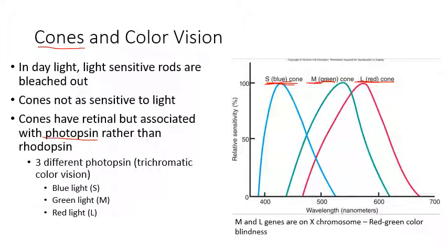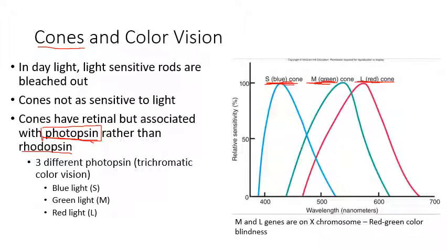Okay, but the signaling is very similar. It's just the pigment, instead of rhodopsin, which we saw on the rods, it's going to be photopsin. And each cone is going to have a different photopsin picking up the different wavelengths. Okay, depending on which cone it is, depends on which photopsin is there.